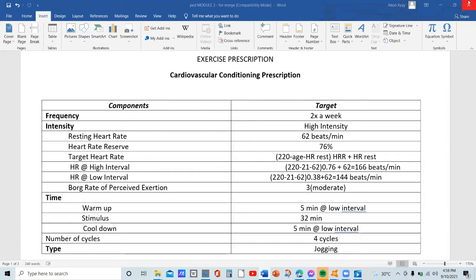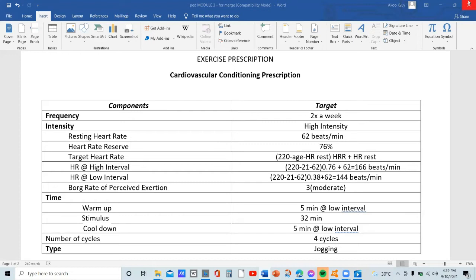So the second component is the intensity, and intensity refers to the level of vigor at which the exercise is performed. Below are the subcomponents of intensity. First is the resting heart rate. In order to get the target heart rate, it is important to take note of your resting heart rate before performing an exercise. For my resting heart rate, I got 62 beats per minute.